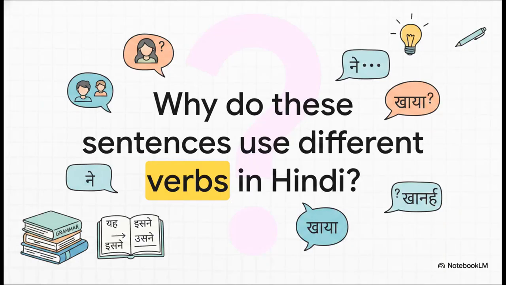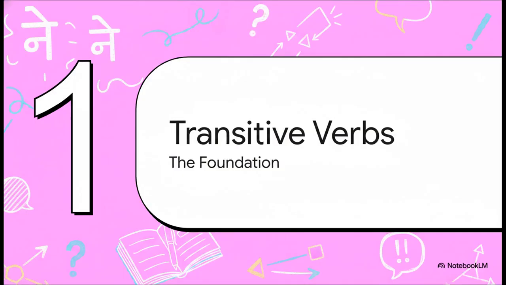Take a look at these two sentences. He ate a samosa, and he ate an idli. In English, they're almost identical, right? But in Hindi, the verb for ate is actually different in each one. Why is that? Stick with me, because by the end of this, you'll know exactly why, and you'll be able to do it yourself. Okay, before we dive into the main event, we've got to lay a little groundwork.